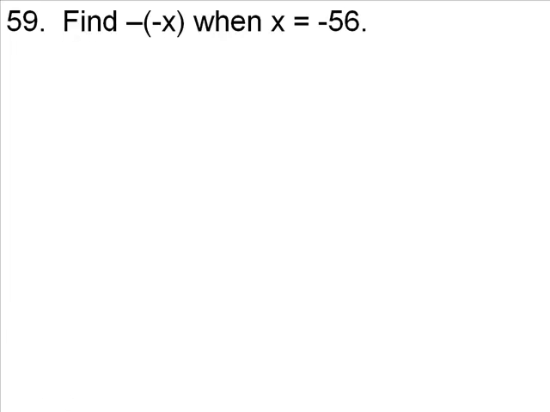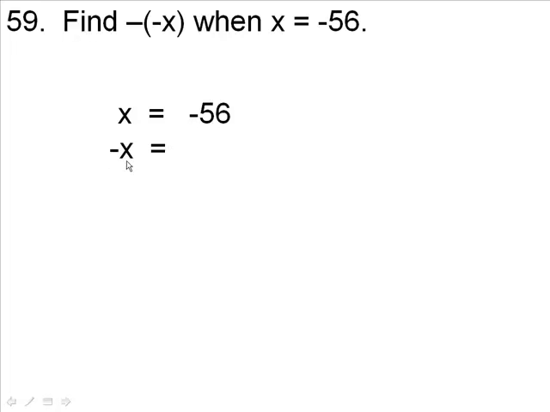Number 59. Find a negative x when x is a negative number. Well, that really sounds confusing. Let's start from basics here. Let's just write down this statement right here. Write down x is going to be a negative number. Alright? X is going to be a negative number.